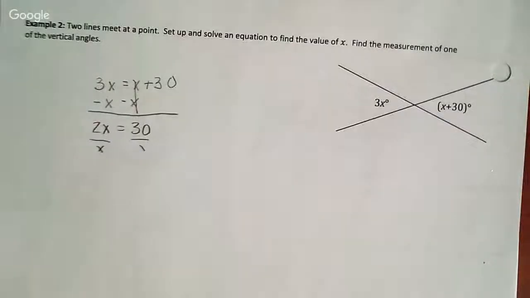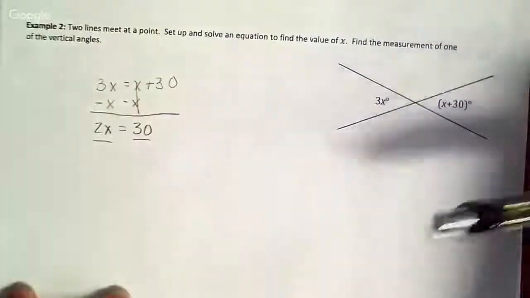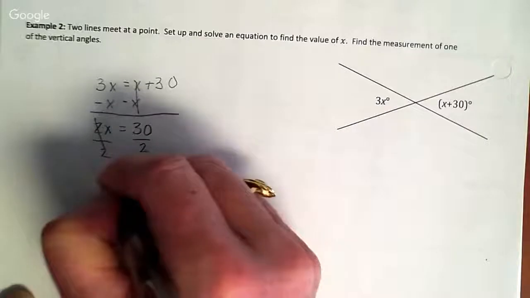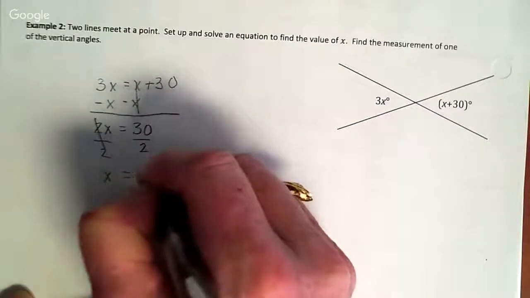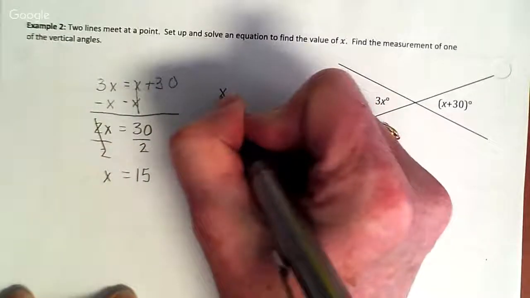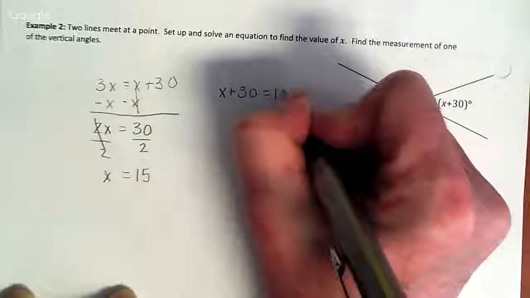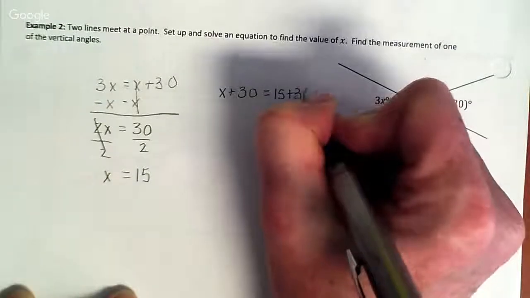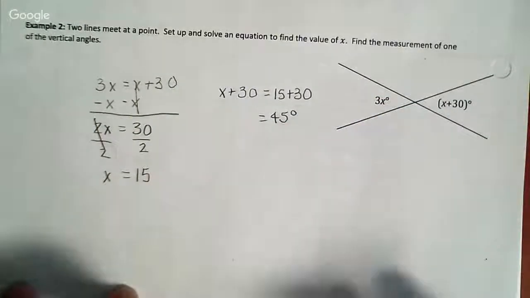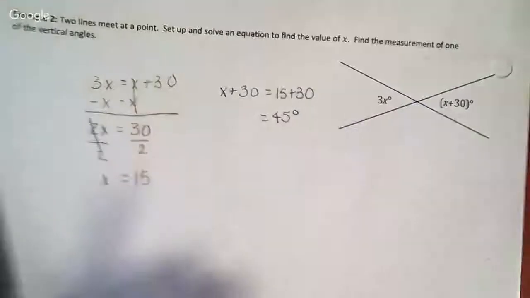Let me erase that. Sorry about that, guys. So divide both sides by 2. So x is going to equal 15. So now we have to find the measurement of one of the vertical angles. So x plus 30 equals 15 plus 30, which equals 45 degrees. Okay, takes care of that one. Again, guys, this is all review.